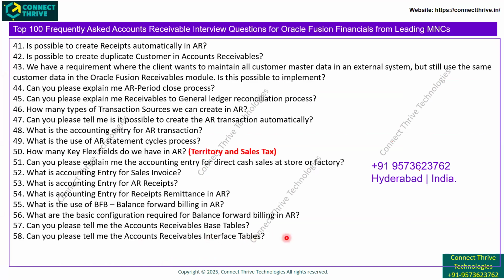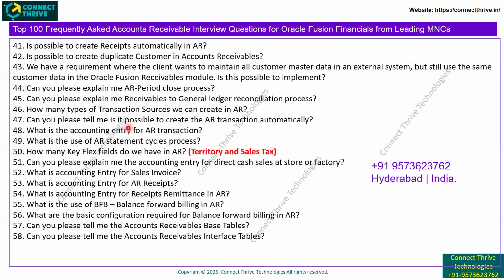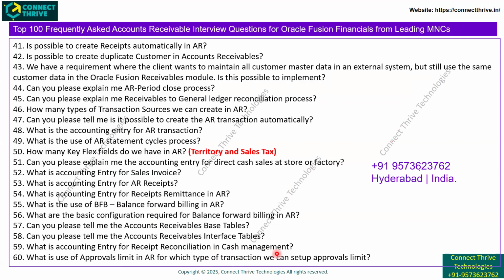Can you please tell me the receivable interface table? From docs.oracle.com we can get this table information. For each module it will be there, guys. You can refer to it. At least you should know 4 to 5 table names, interface table names. What is the accounting entry for receipt reconciliation in cash management? That also I will do in a separate video.